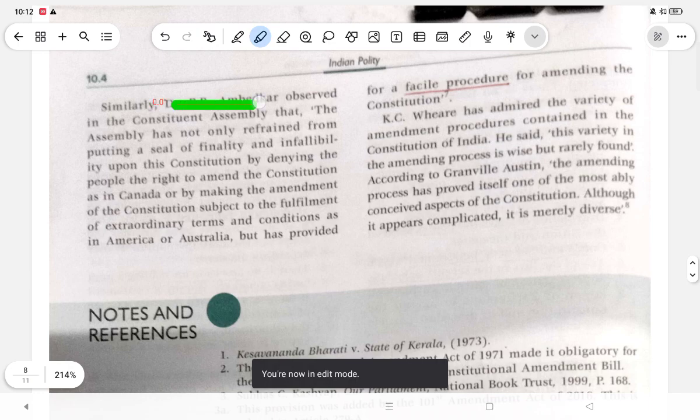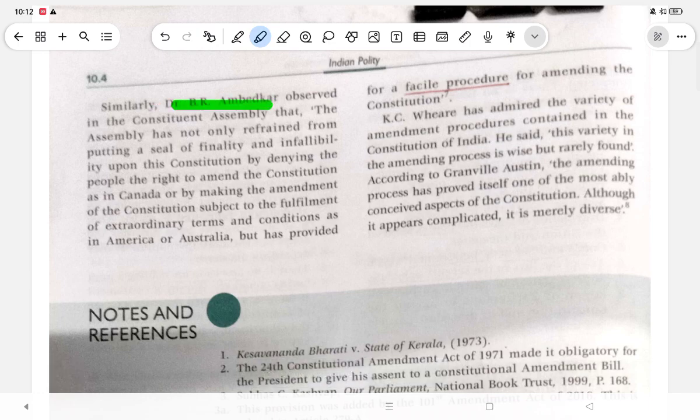Similarly, Dr. B.R. Ambedkar observed in the Constituent Assembly that the Assembly has not only refrained from putting a seal of finality and infallibility upon the Constitution by denying the people the right to amend it, as in Canada, or by making the amendment of the Constitution subject to the fulfillment of extraordinary terms and conditions, as in America or Australia, but has provided a simple procedure of amendment for the Constitution.